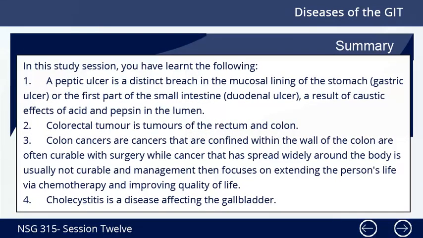Summary of study session 12. In this study session, you've learned the following. 1. A peptic ulcer is a distinct breach in the mucosal lining of the stomach, that is gastric ulcer, or the first part of the small intestine, the duodenal ulcer, a result of caustic effects of acid and pepsin in the lumen. Histologically, peptic ulcer is identified as necrosis of the mucosa which produces lesions equal to or greater than 0.5 centimeter, or 1/5 inch.